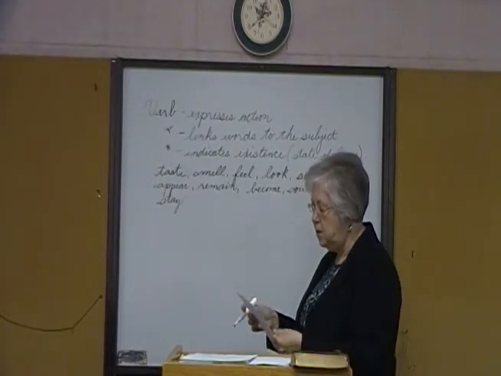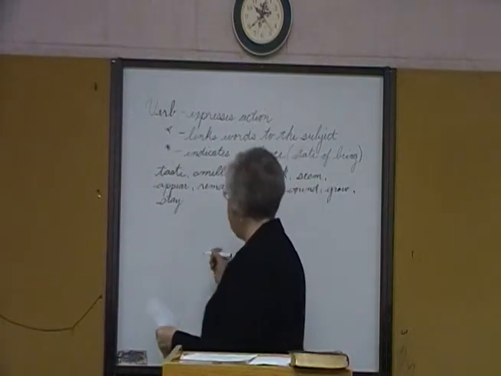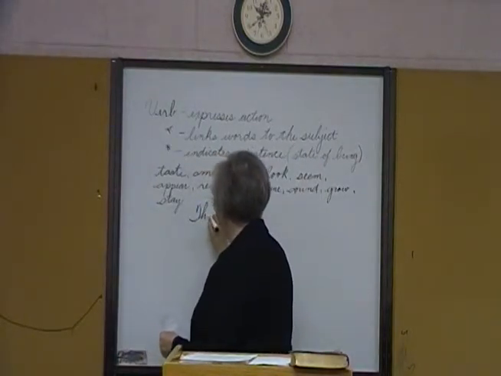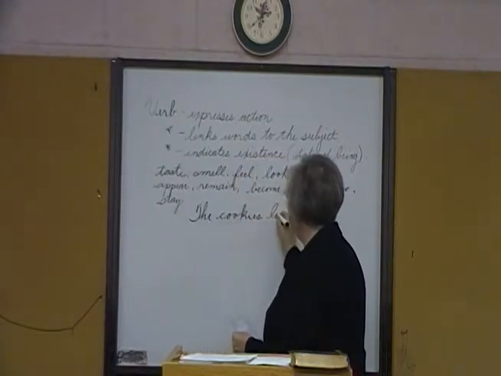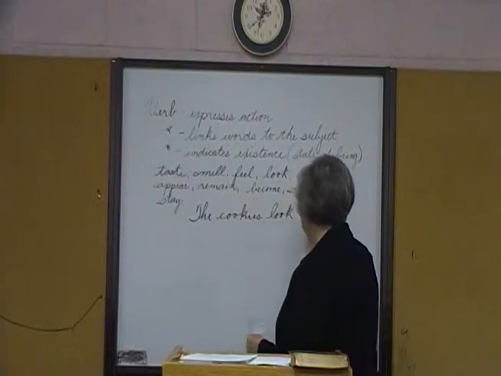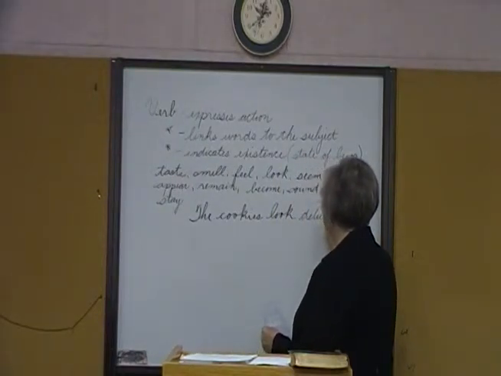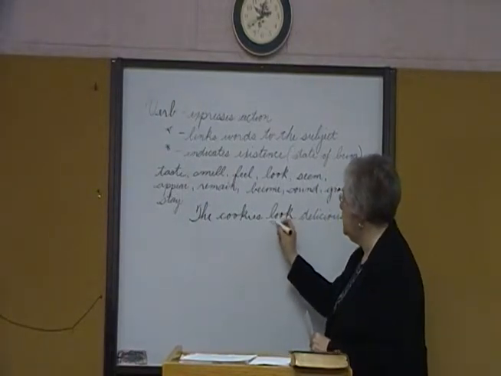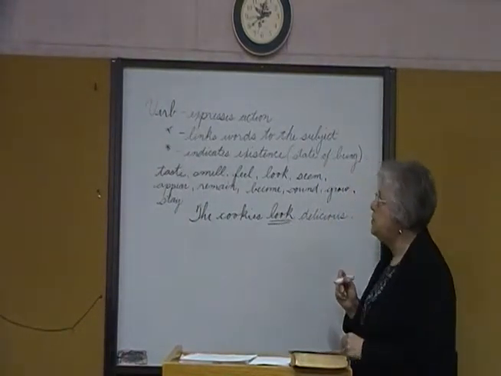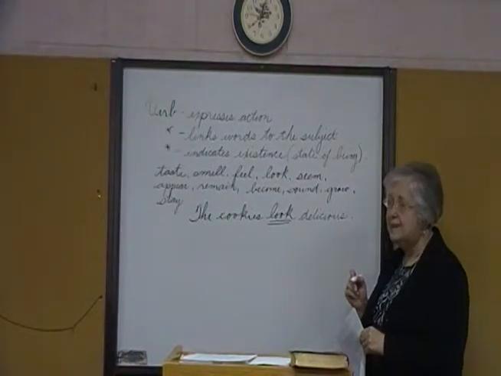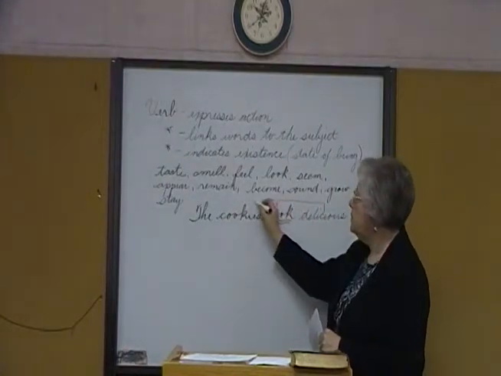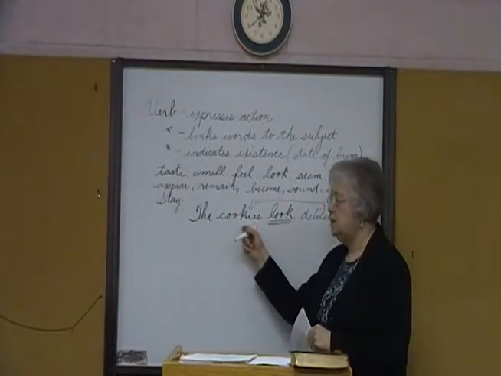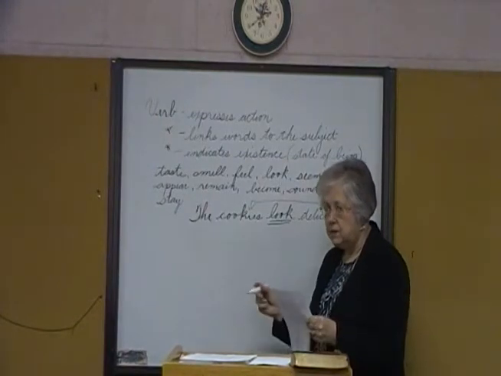Let's take a look at them being used as a linking verb. The cookies look delicious. The verb look. Look is used as a linking verb. It's a sense verb because it is linking delicious to cookies. Delicious is describing it. Let's look at another one.